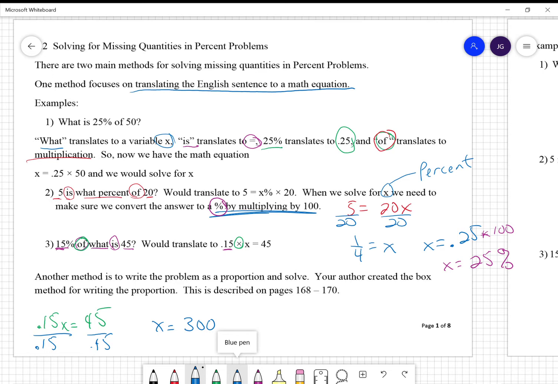Okay, so that's the translation method. If you like that and you're fine with that, great. You don't even have to keep listening. If you want to see a different way, the author created what is known as the box method. He describes this on pages 168 to 170, and we'll look at how it works.